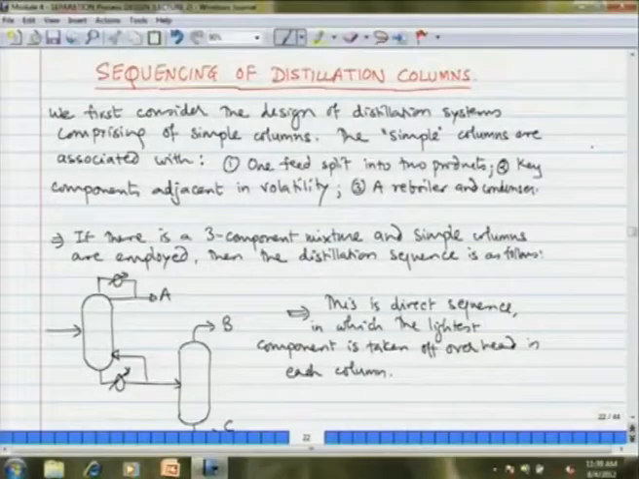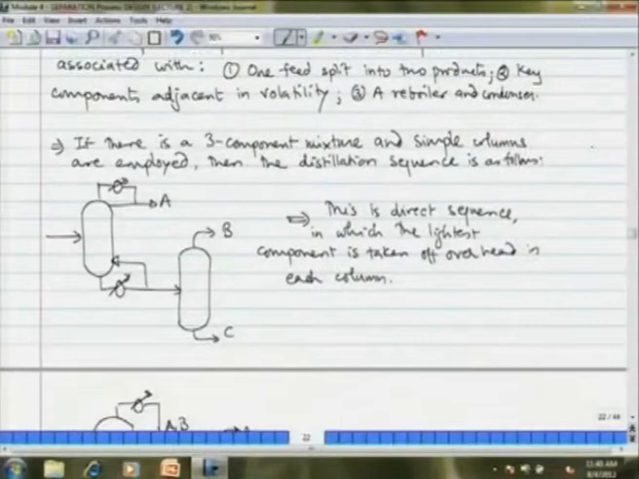We first consider the design of distillation systems comprising simple columns. These simple columns are associated with one feed split into 2 products, key components adjacent in volatility, and a reboiler and a condenser, which are given independent utilities, meaning there is no heat integration as such. Now, if there is a 3 component mixture and simple columns are employed, then we have 2 possible sequences for separation. The first sequence is shown here.